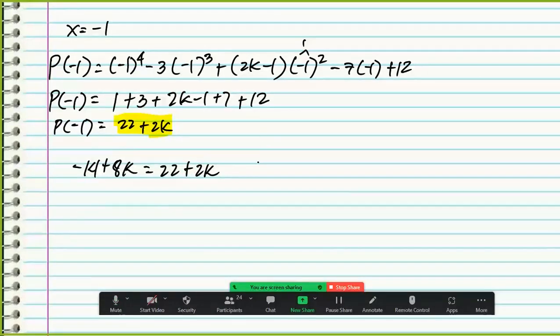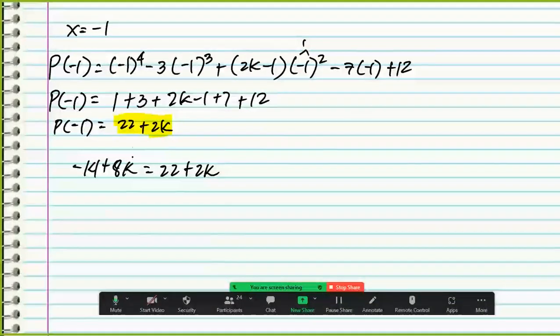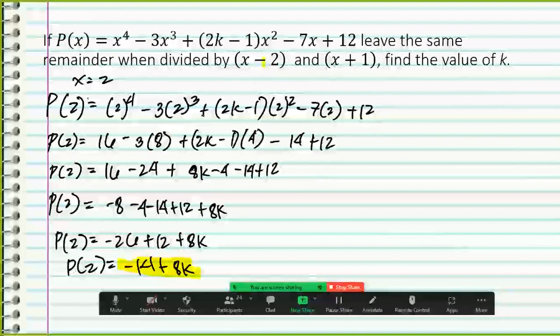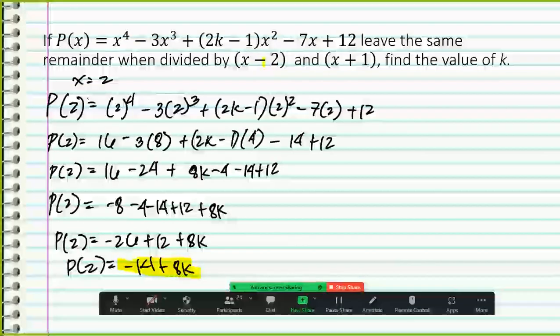Okay? So it depends upon you if you will write first 22 plus 2k equals negative 14 plus 8k. So it will give us the same expression. Okay? Question po? Question?